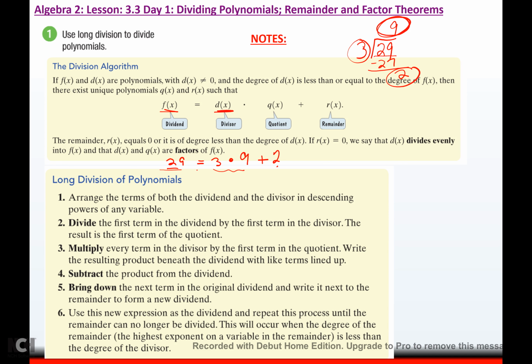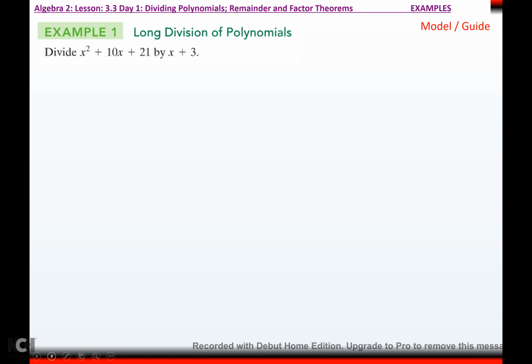You're going to be doing that exact same thing today, except these are going to be polynomials instead of plain old numbers. So here's your steps for long division. And I'm not going to read it to you because it'll make more sense after we do a couple of examples. All right, so it says divide x squared plus 10x plus 21 by x plus 3.